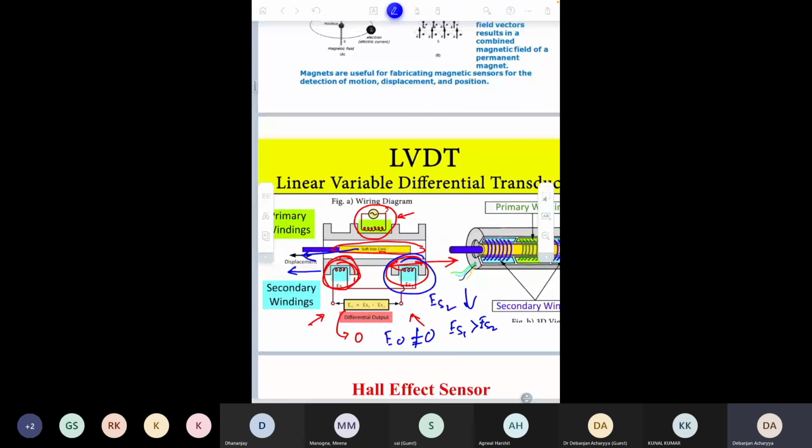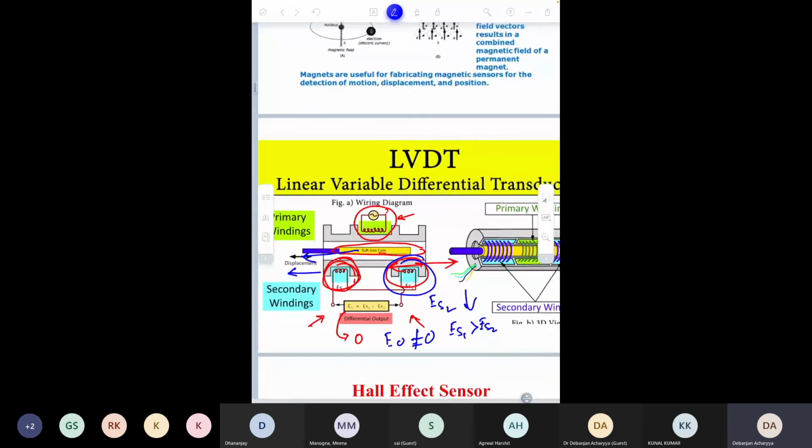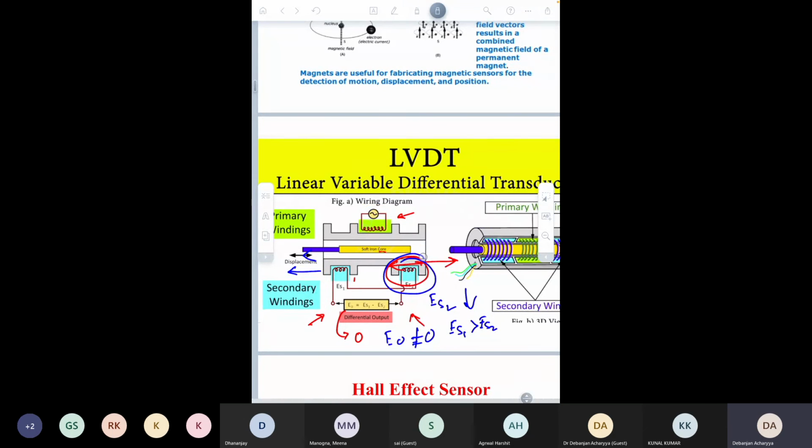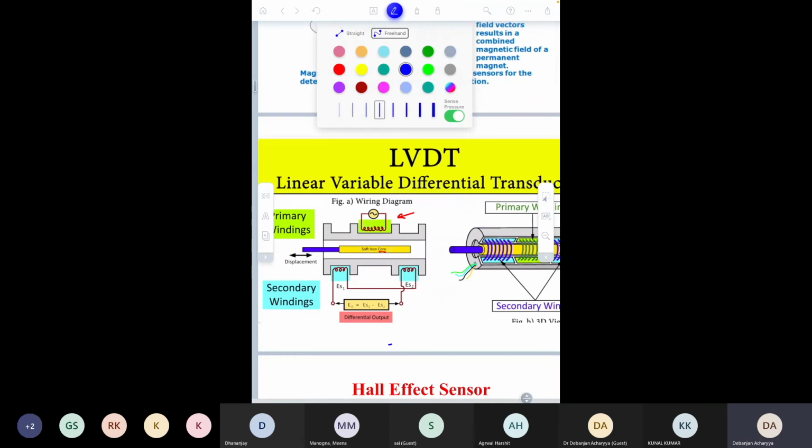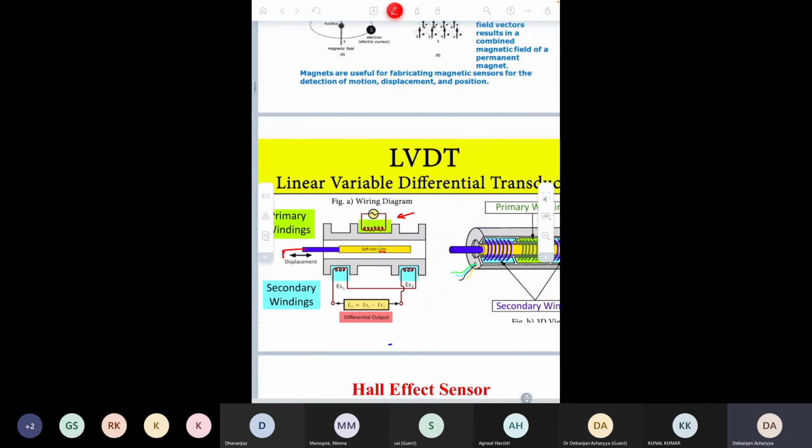And depending upon this voltage, you can calibrate your position, and you can measure the different positions of your sensor. So for example, if you want to measure a displacement, just attach something over here.